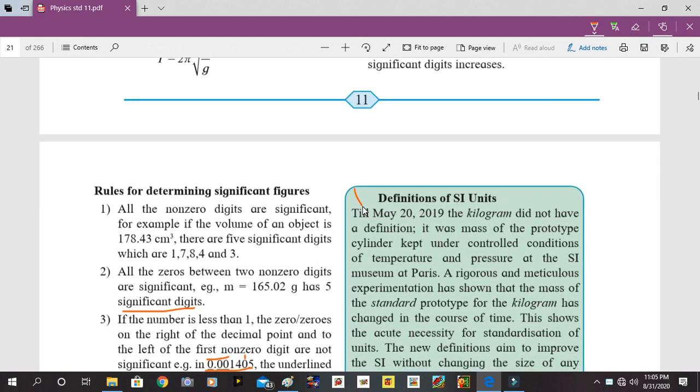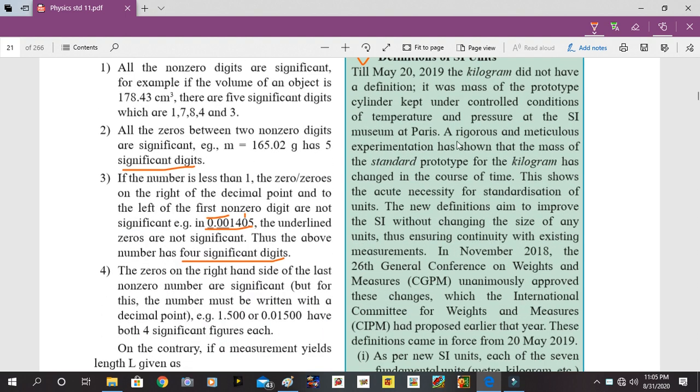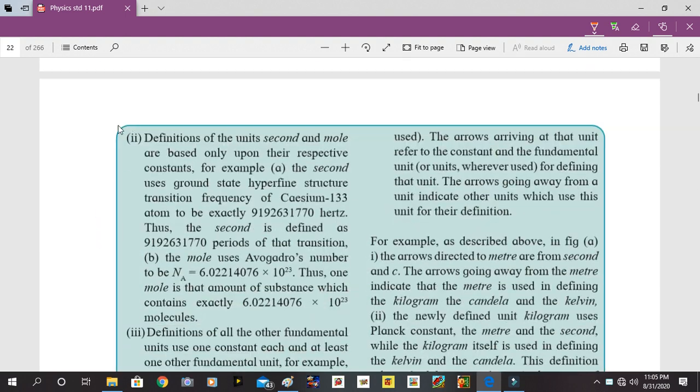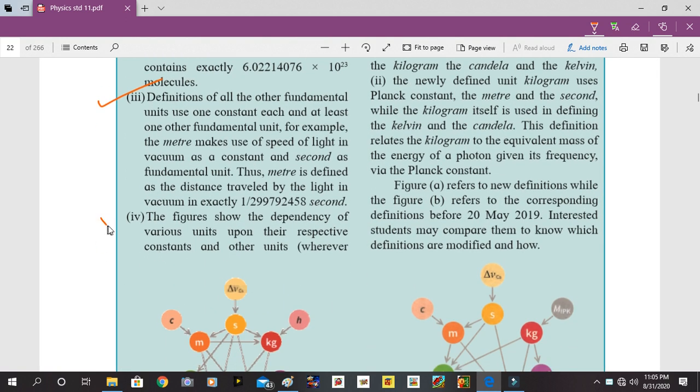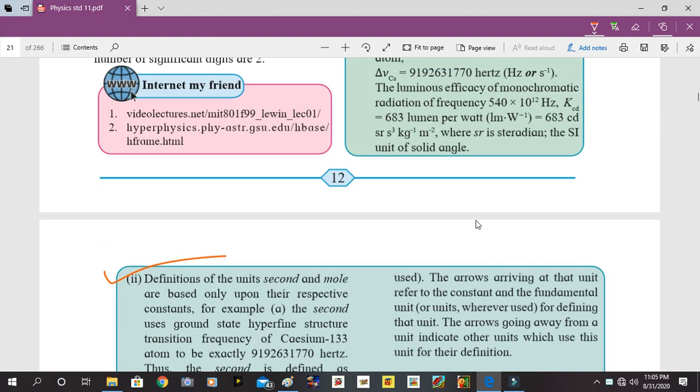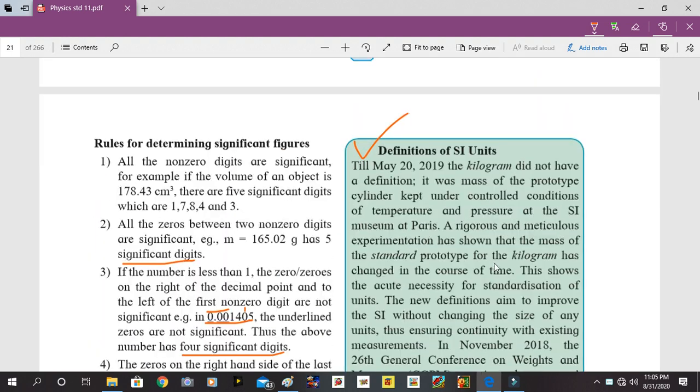This is some additional information, definitions of SI units. That additional information is given here. The definition of the second, we have already learned this, but you just go through this. It is given in detail. Okay, I hope you have understood this article too.